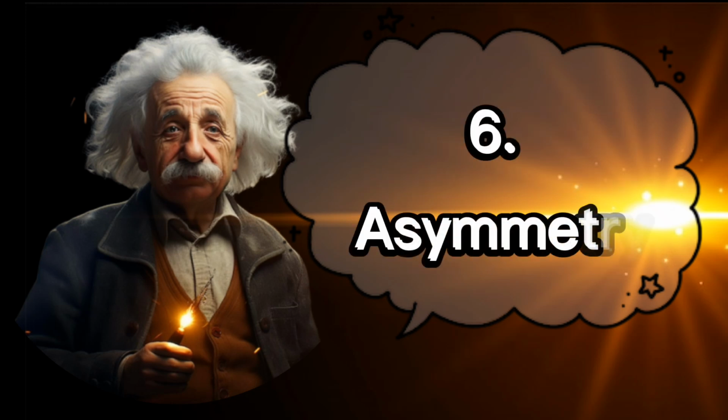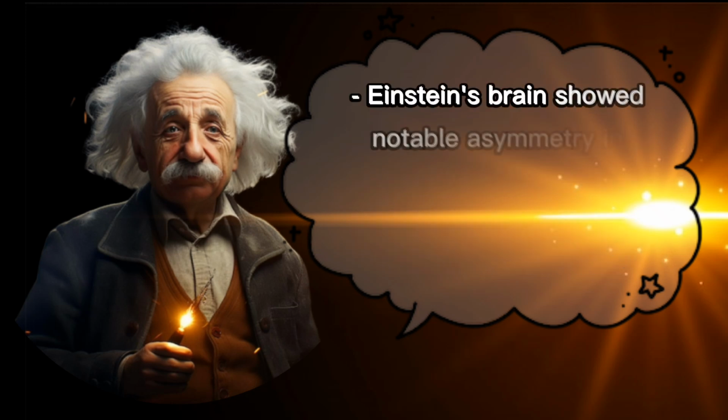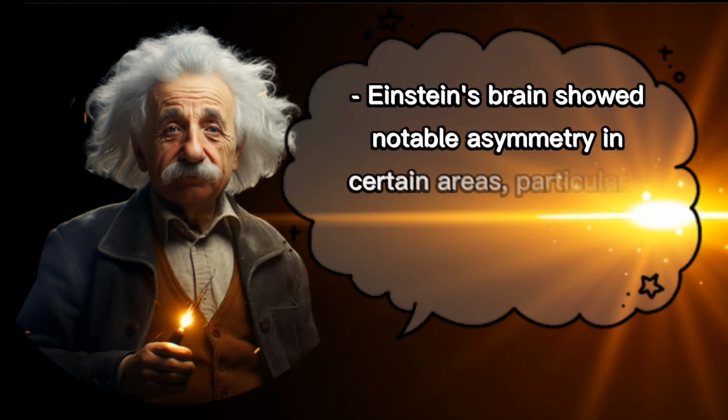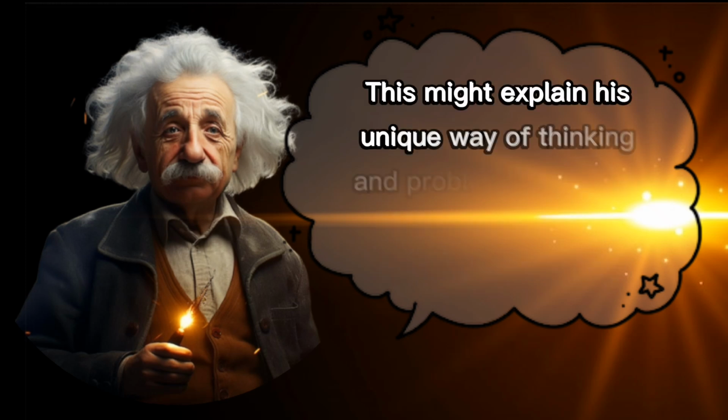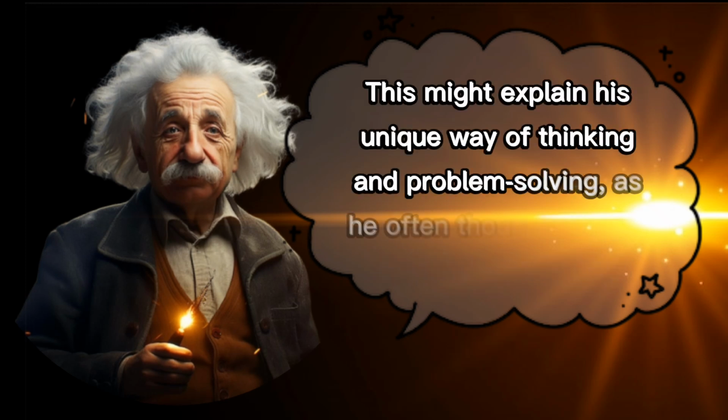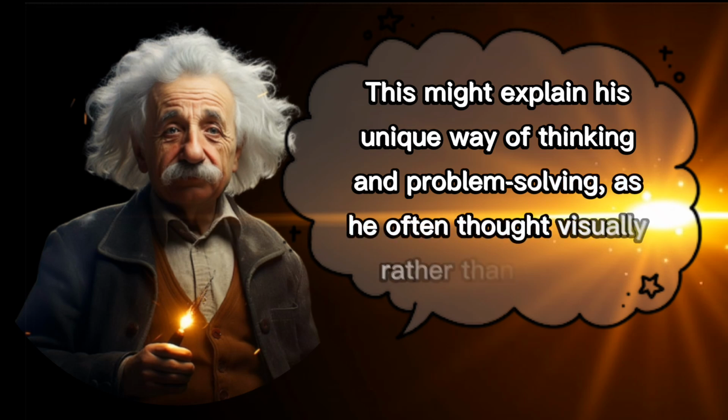6. Asymmetry. Einstein's brain showed notable asymmetry in certain areas, particularly in regions related to speech and language. This might explain his unique way of thinking and problem-solving, as he often thought visually rather than verbally.